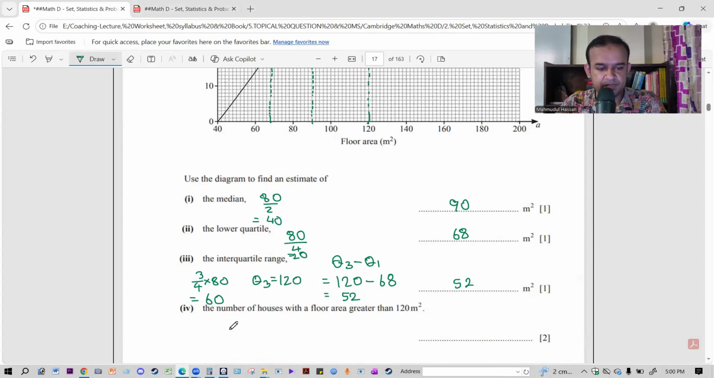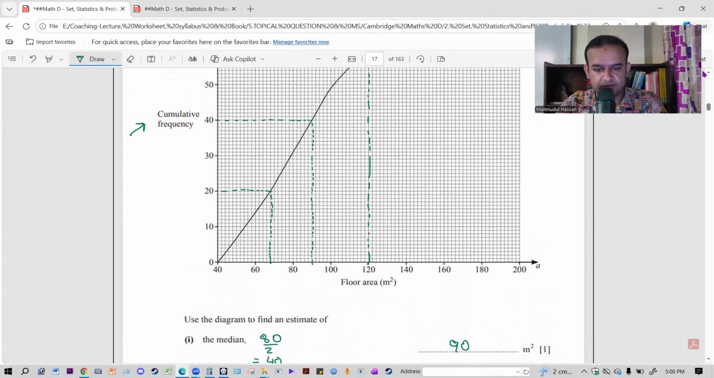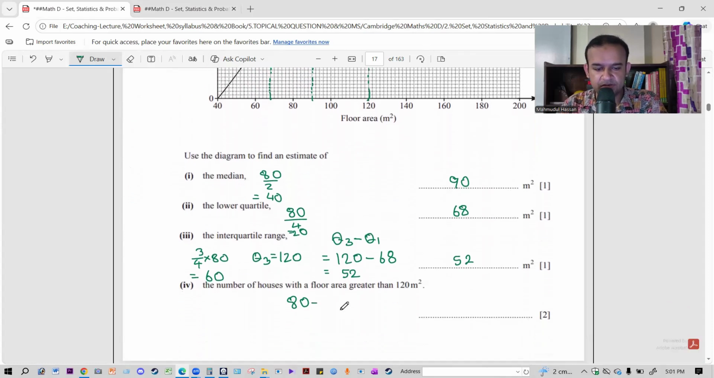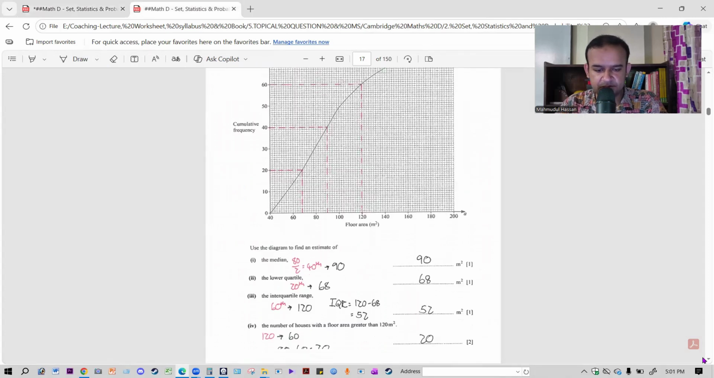Now we need to find the number of houses with a floor area greater than 120. Now there are in total 80 houses. So greater than 120, okay. The cumulative frequency at 120 is 60. That means up to 120 the total is 60. So greater than 120 means above 60, up to 80. So if we do 80 minus 60, there are 20 houses that are greater than 120 meter square of floor area. Yes, this is the answer, 20.